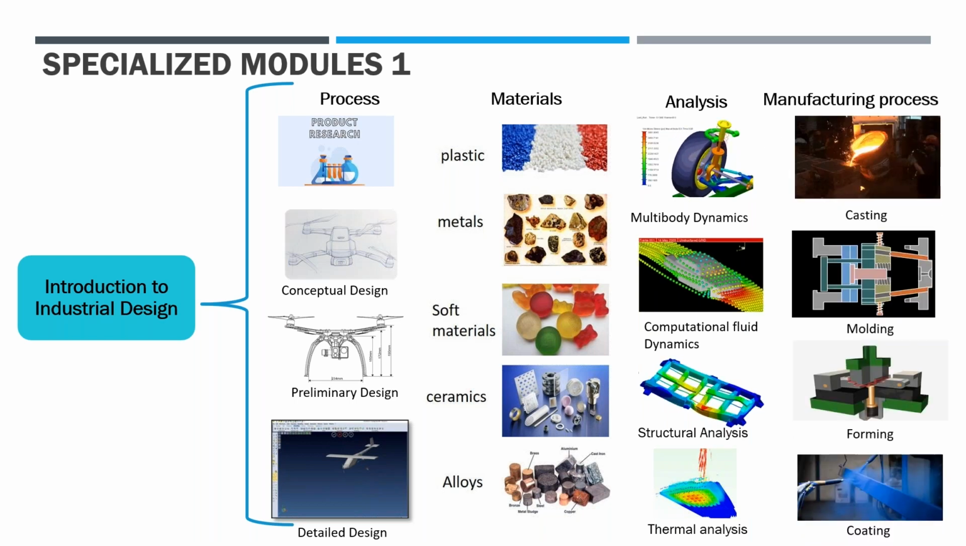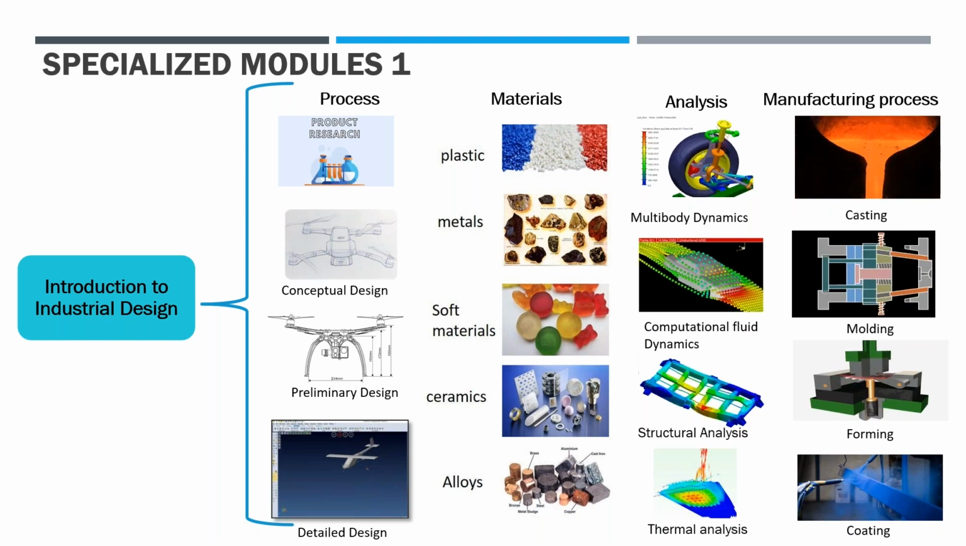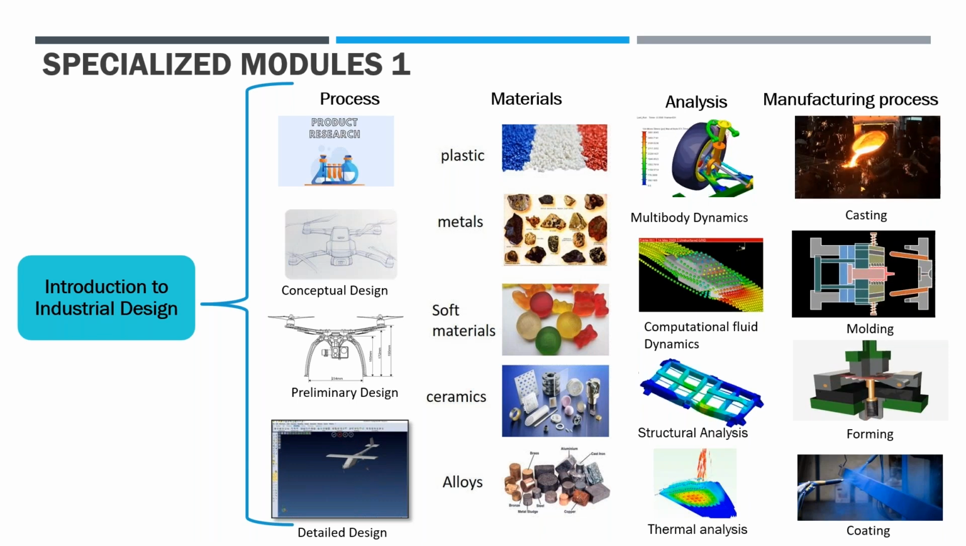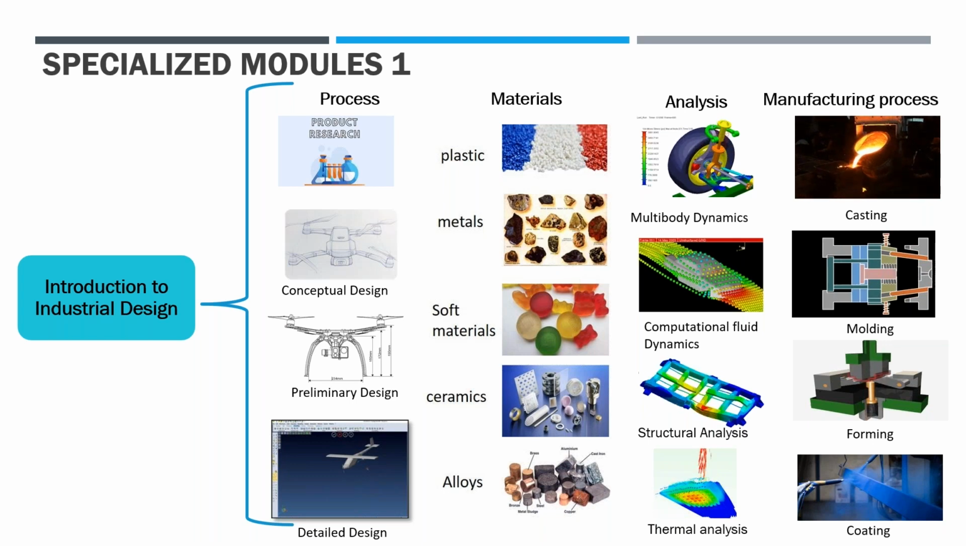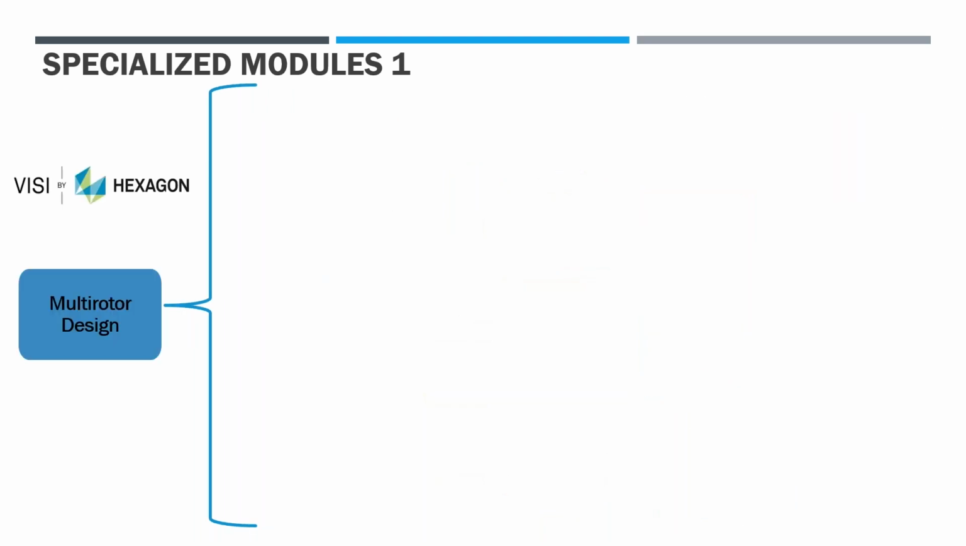Then the manufacturing process. Once the design is finalized and materials are selected, and the analyses are good, then finally you have to manufacture your parts or product. So different processes of manufacturing are also explained in this module. Then you'll be using a software called Visi by Hexagon. This is a software you'll be using for designing.